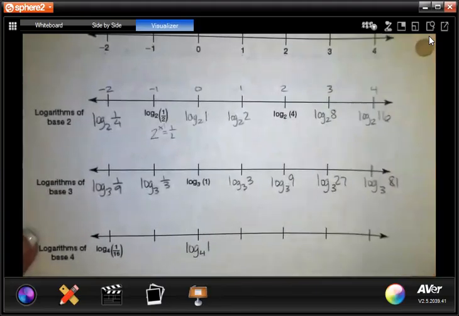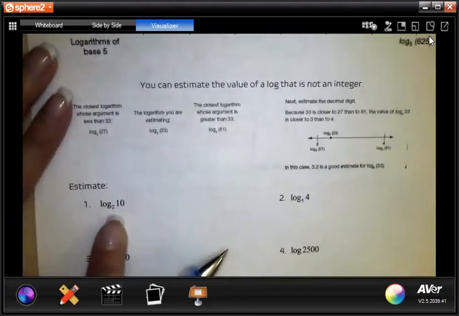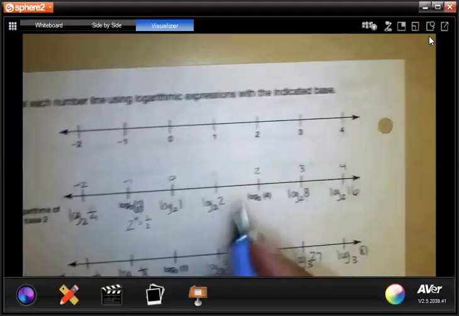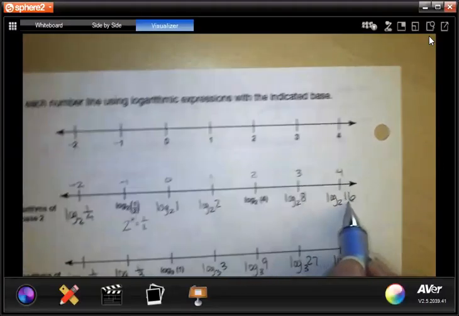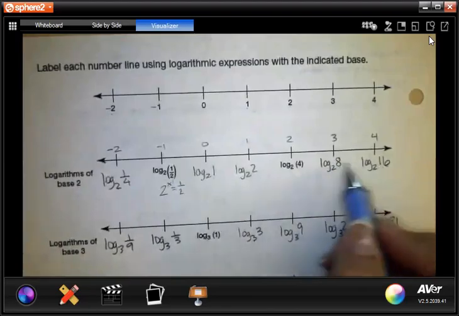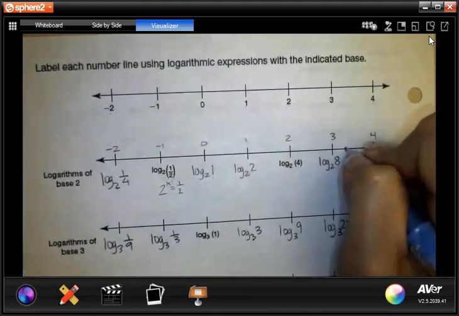And we'll look at one of the ones on the bottom here. So log base 2 of 10. If I think about log base 2 of 10, well, here is 1, 2, 4, 8, and 16. So 10 would fall in between these two right here. Log base 2 of 10 would be right about here.